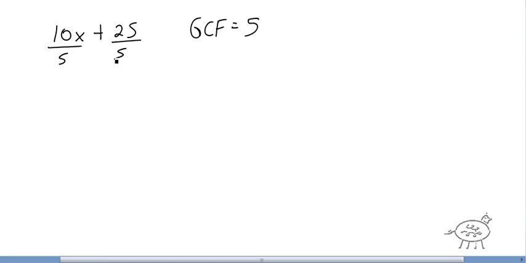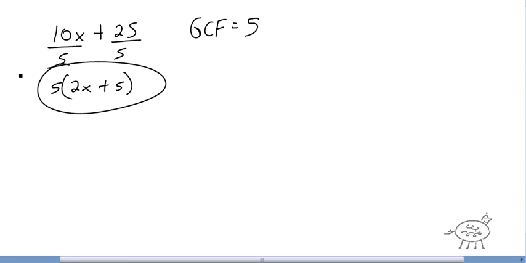So if I had 10x plus 25, the greatest common factor that goes into 10 and 25 is 5. 5 goes into 10 and into 25 evenly, and nothing bigger does. So I'm going to write underneath, divide each of these by 5. 10 divided by 5 is 2, and then the x, plus 25 over 5 is 5. That's my final answer, math fans: 5 parentheses 2x plus 5. It's really pretty easy.